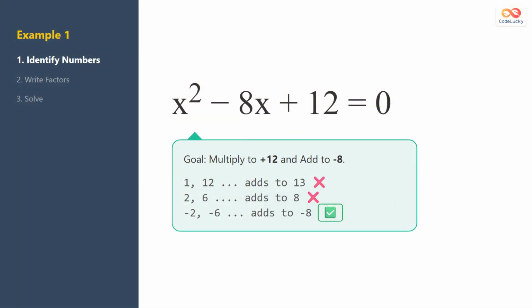Let's try a full example together. We have x squared minus 8x plus 12 equals 0. We need two numbers that multiply to positive 12 and add to negative 8. If we list the pairs, we find that negative 2 and negative 6 work perfectly, because negative 2 times negative 6 is positive 12, and they add up to negative 8.